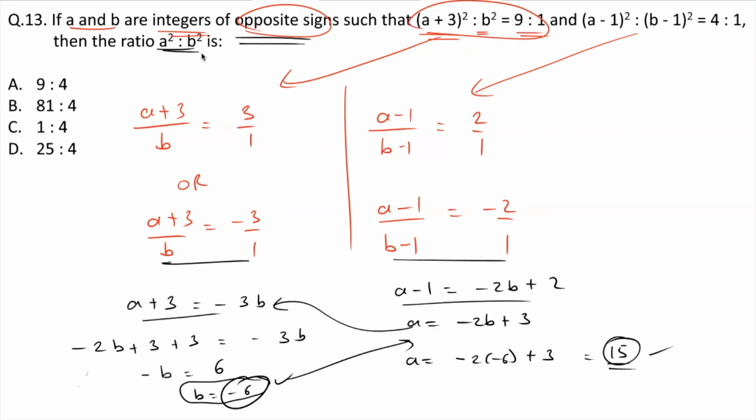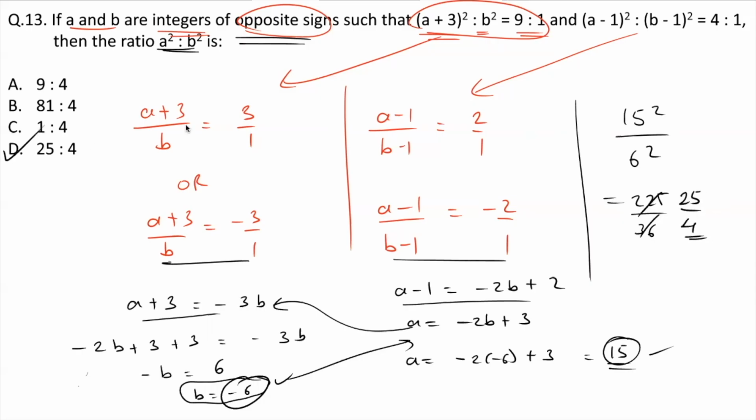Now we need a² : b². The answer we need is 15² divided by 6², that's 225 divided by 36. Cancelling out the value 9, 25 by 4 is the final required answer. Option D. Slightly lengthy, but not a difficult one, of course. And that's how we solve it. The answer is option D, 25 is to 4.